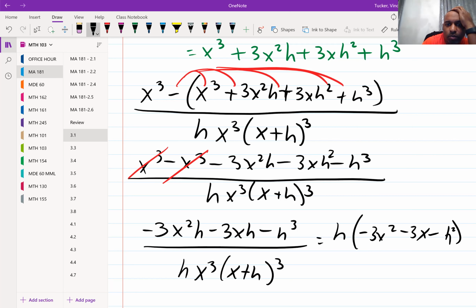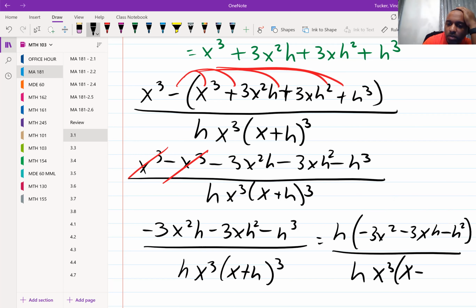So this is 3x squared, 3xh squared. Always make sure you hold on to these exponents. So I took one h out of each one of these and factored it out so I can cancel it with the one in the denominator. So make sure 3xh squared, h cubed. Okay.